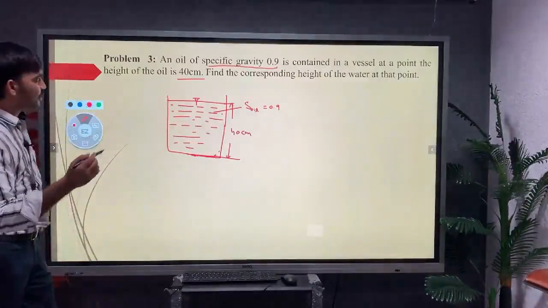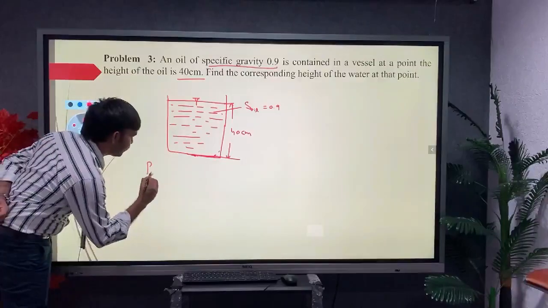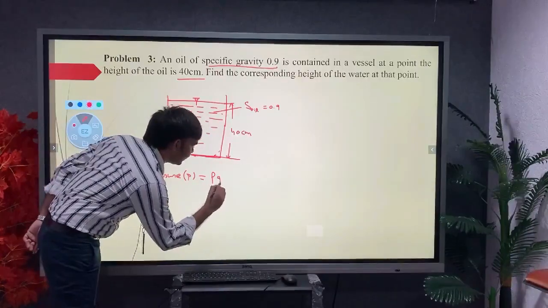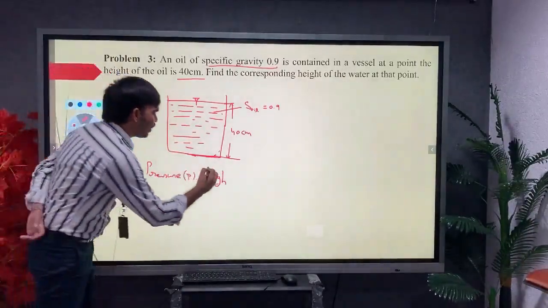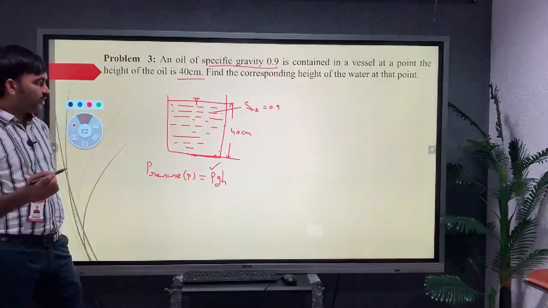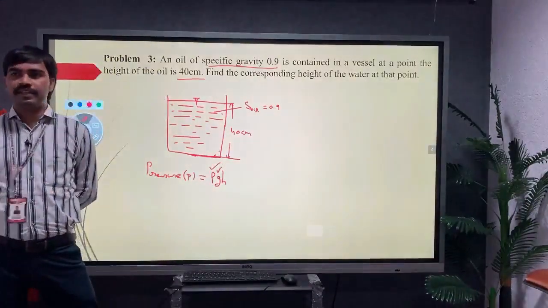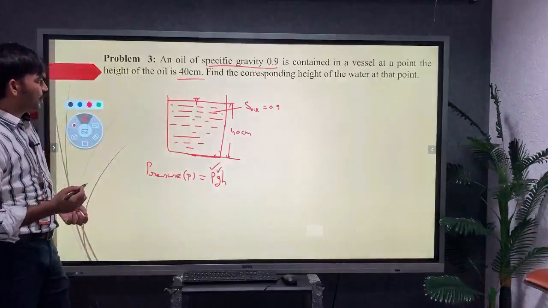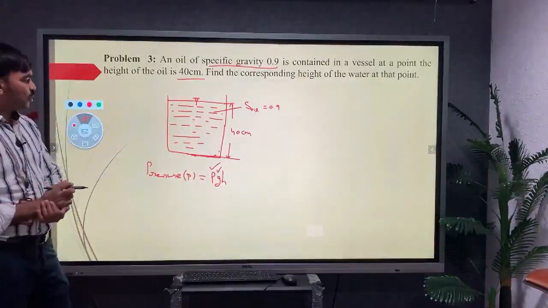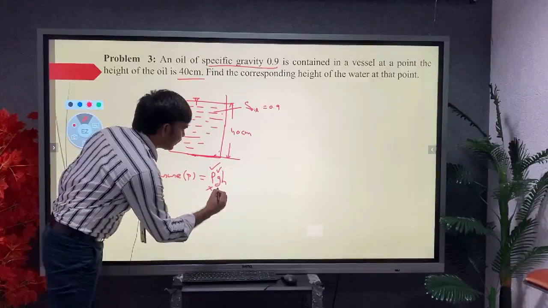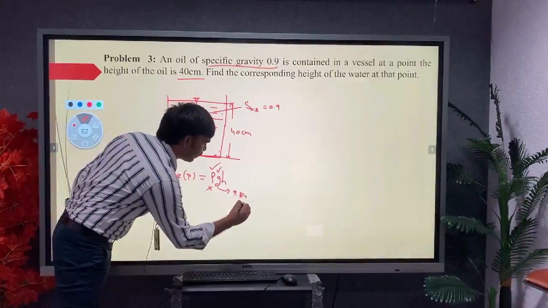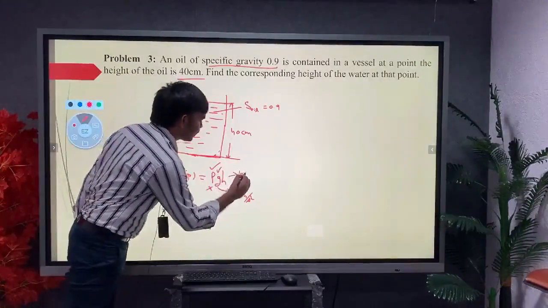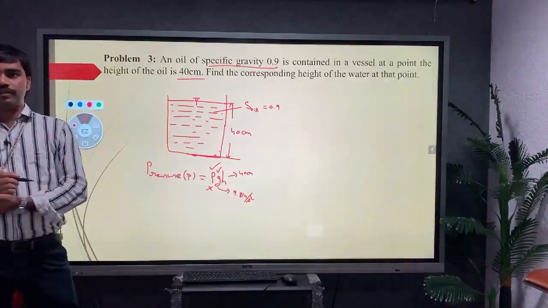Okay, we will try to solve it. We know the formula for pressure: P equals rho g h. Rho is the density of the fluid, g is acceleration due to gravity, and h is the height of the fluid. Do we know the density of the oil? No, we don't. And g we can take as 9.81 meters per second squared, and h is 40 centimeters. So first we need to find the rho value.